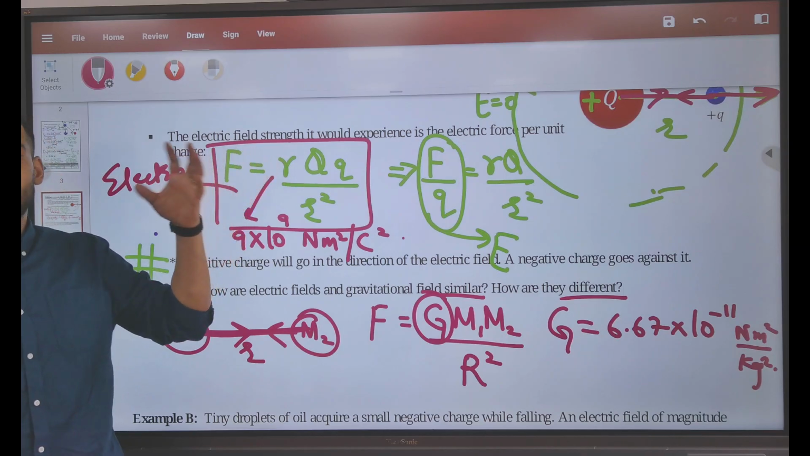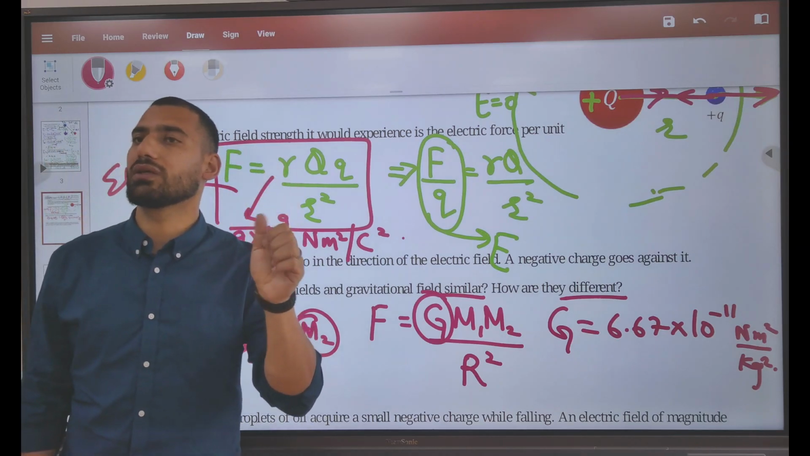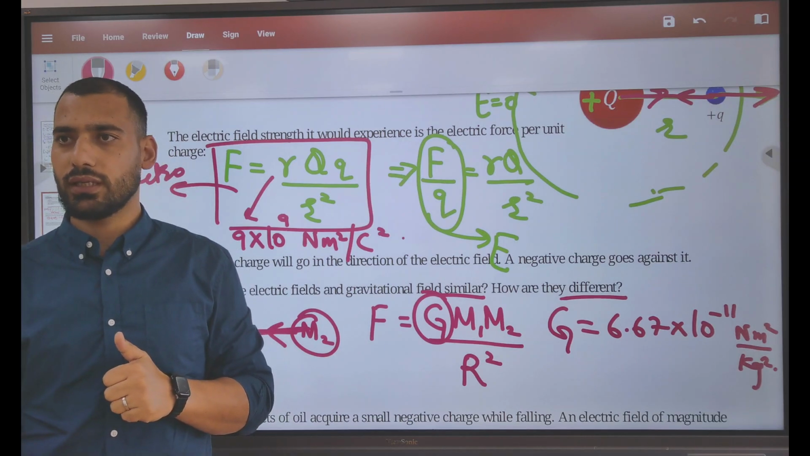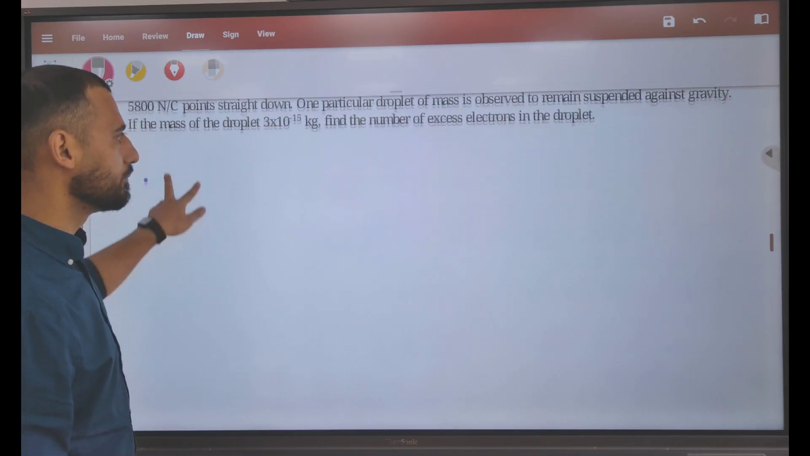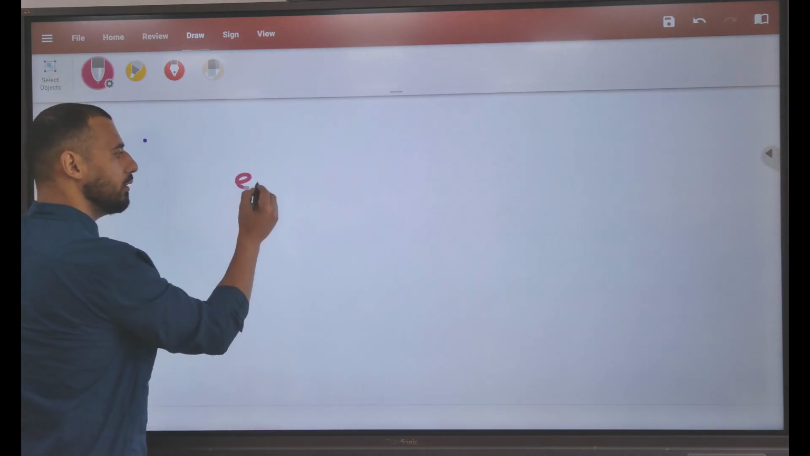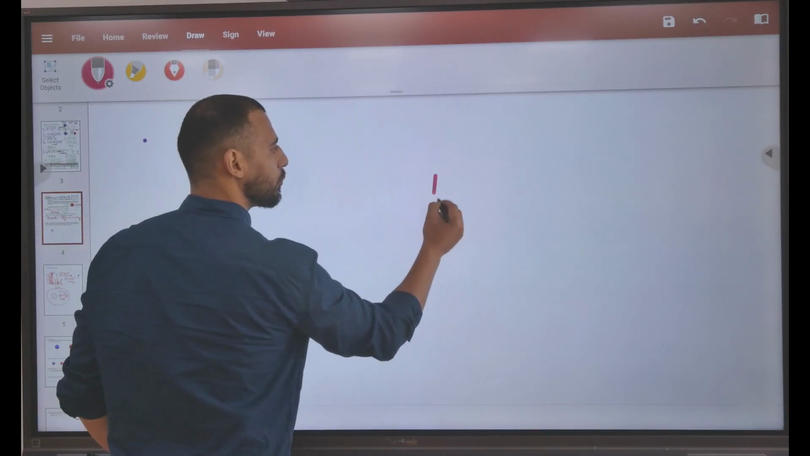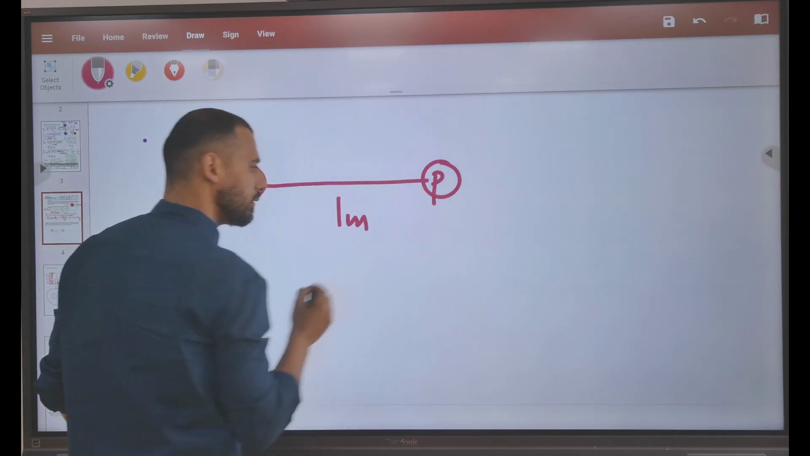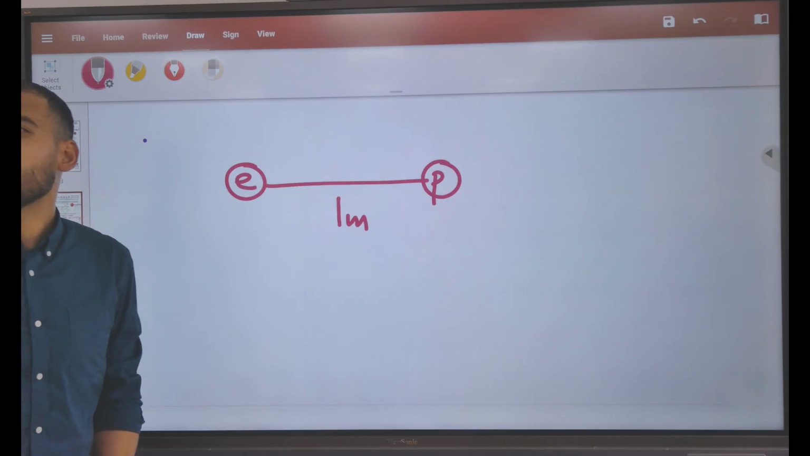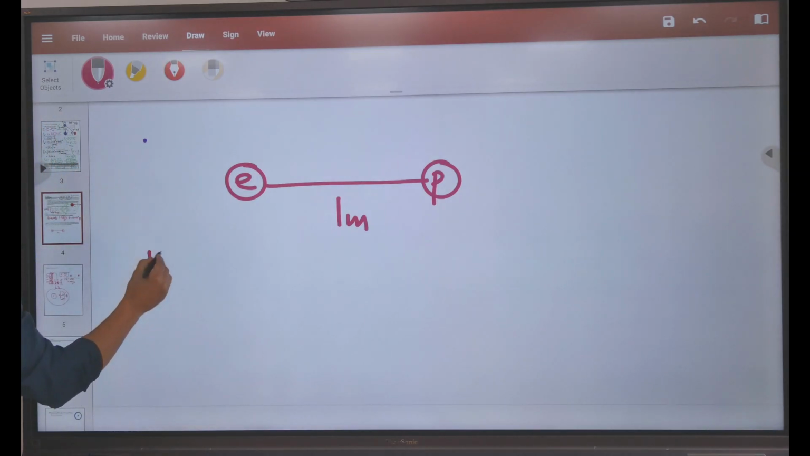The force, for example, if you talk about an electron and a proton, okay? Electron and a proton. Let us try to solve this question here. You have an electron and you have a proton. They are at a distance of 1 meter. The question is, can you guys calculate the electrostatic force between them?